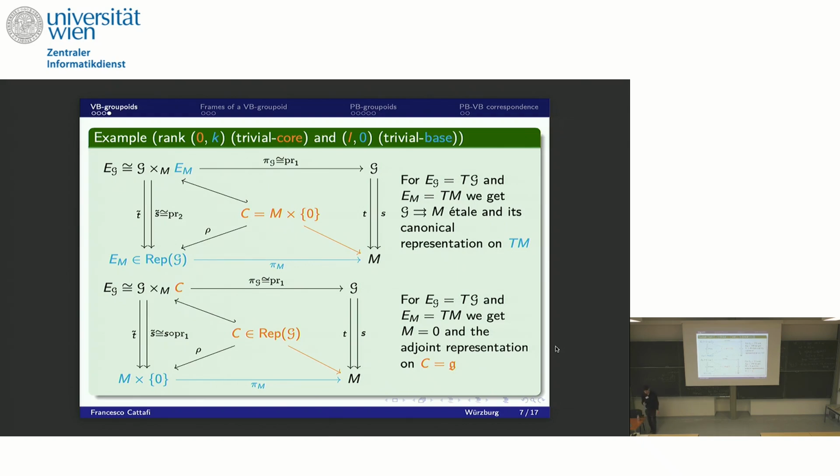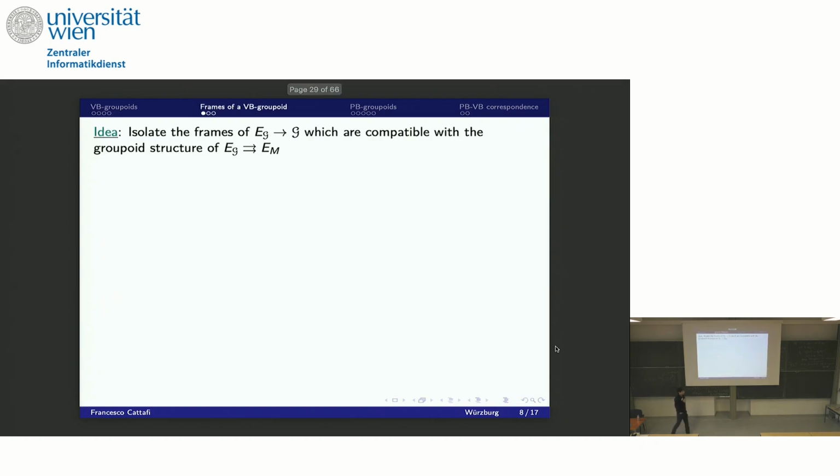Okay, so this was a bit of an introduction on VB-groupoid. Now let's look at the frame. The idea is that we can consider standard frames of a vector bundle, in particular this vector bundle EG over G, but then we want to encode a compatibility condition with also the groupoid structure that we have. So we have the following definition.